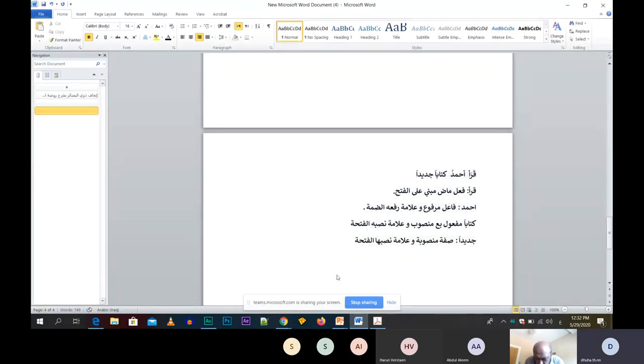For example, شجرة. رأيت شجرة جميلة. It should be جميلة because it is describing the tree. The tree is مفتوح. So شجرة جميلة. رأيت شجرة جميلة. For example, بيت كبير. So كبير should be مضمومة. بيت كبير لأنه كبير is describing the house. It's a big house. So بيت كبير should be مضمومة.